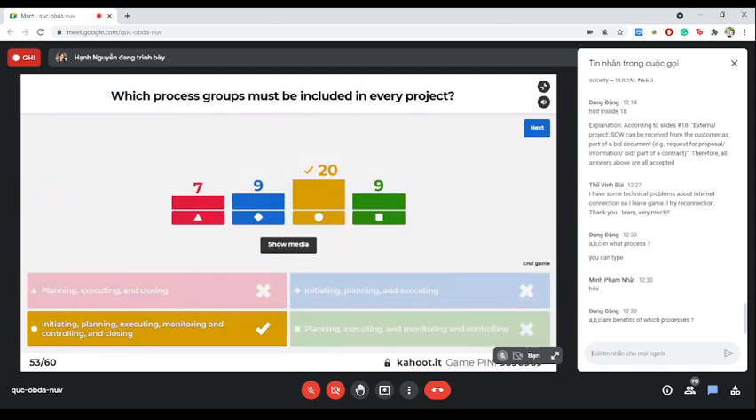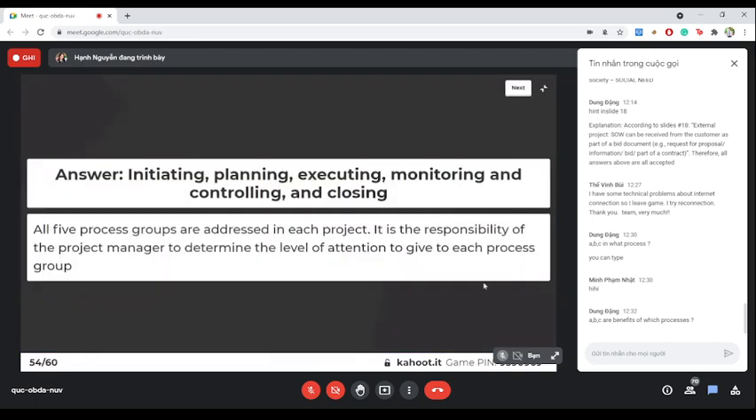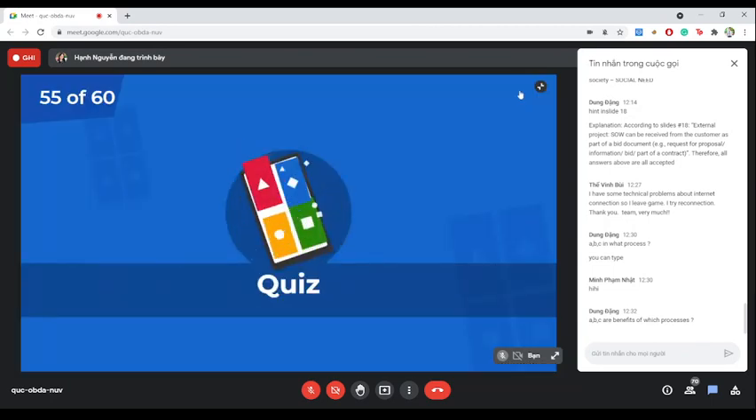Yes, very good. We have repeated this part many times in our presentation. All five process groups are addressed in every project. It is the responsibility of the project manager to determine the level of attention to give to each process group. Next, please.